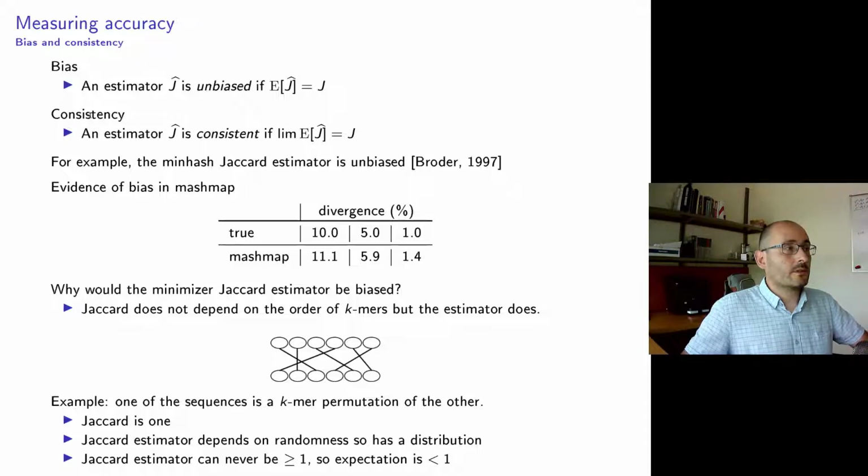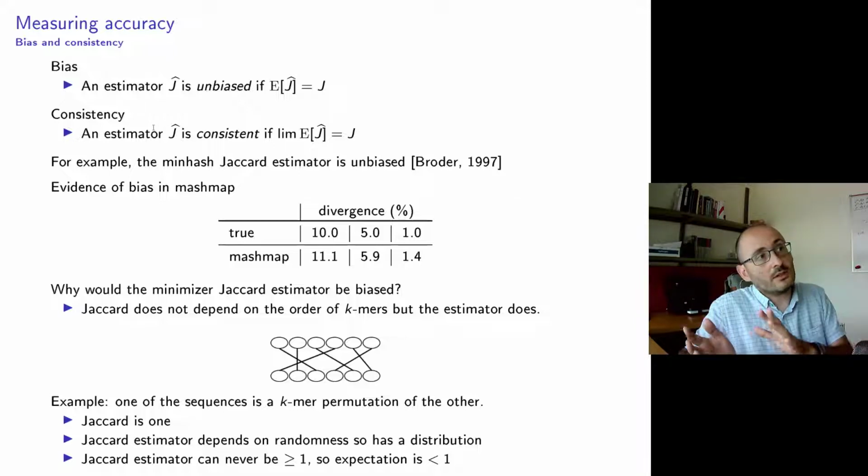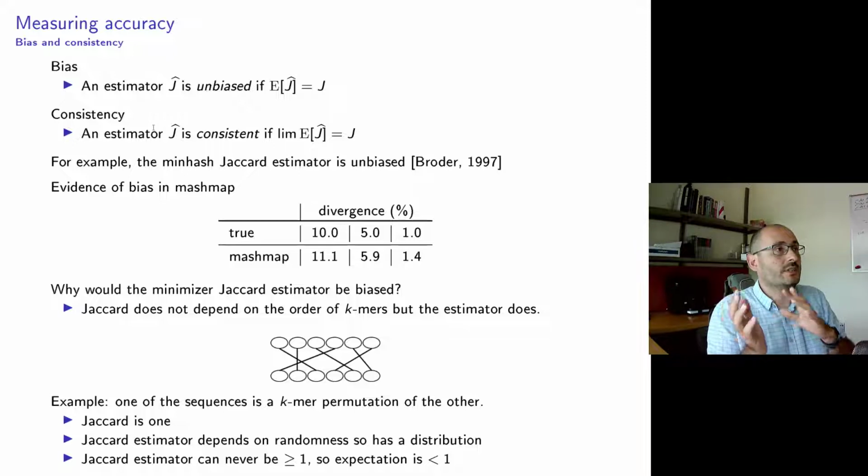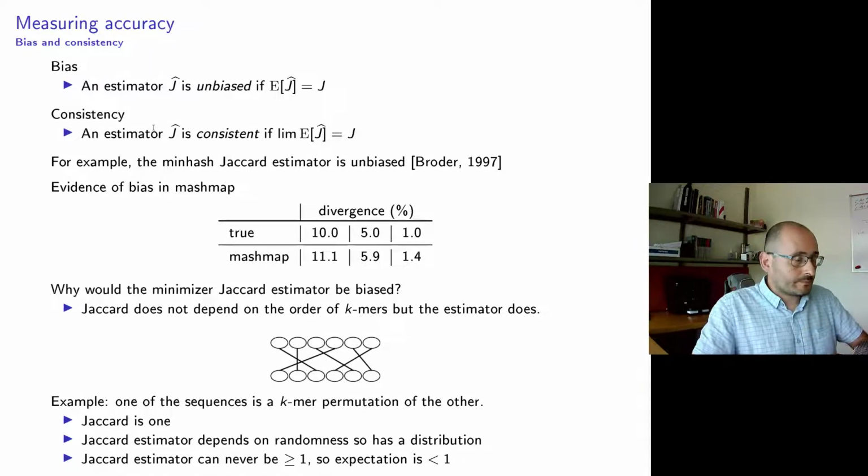Now, these properties are really important for an estimator because you can imagine a downstream application that can tolerate uncertainty in the estimator, but it doesn't want its results to tilt one way or the other. Whatever it's trying to predict, it doesn't want it to be biased. And in fact, a very popular Jaccard estimator has this property of being unbiased.